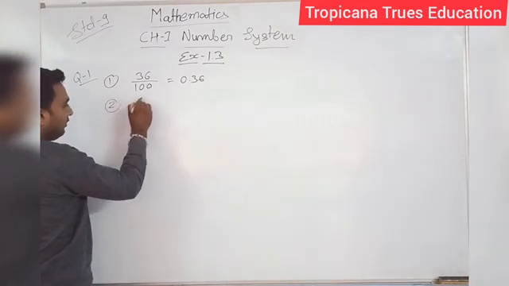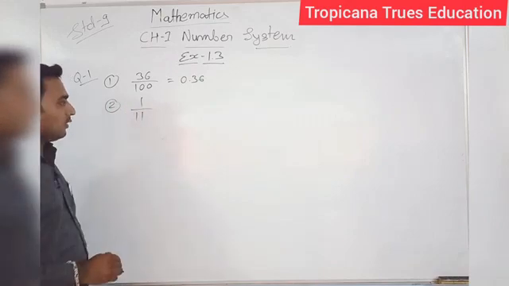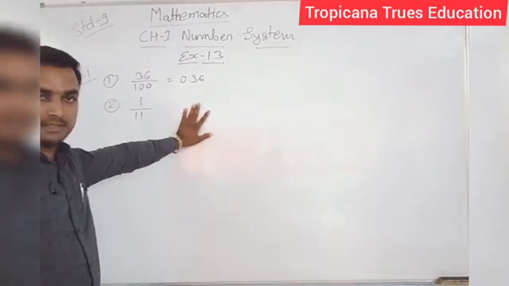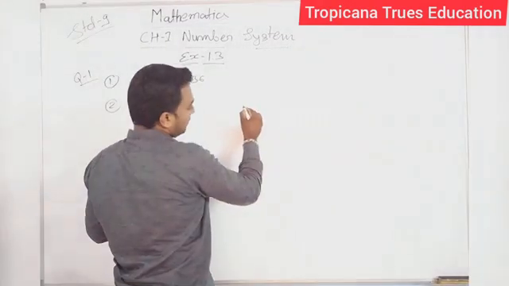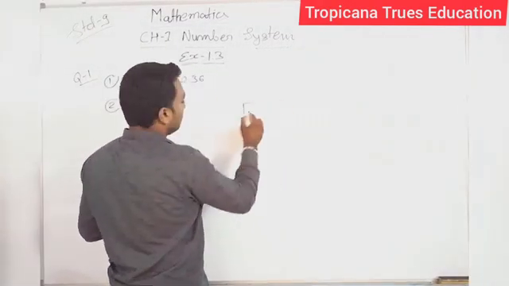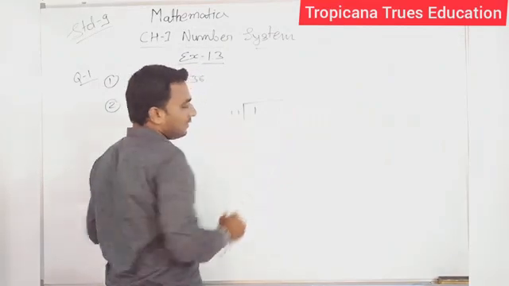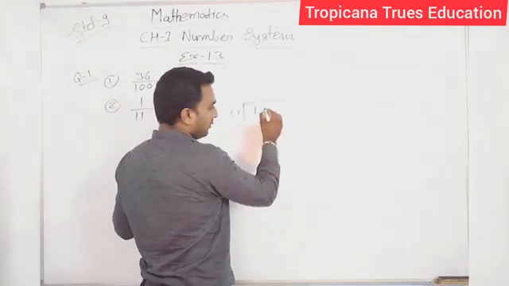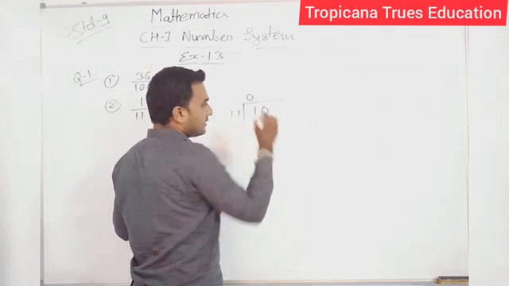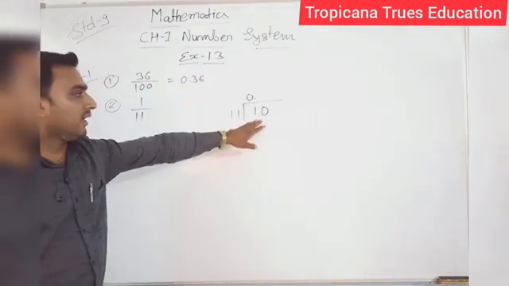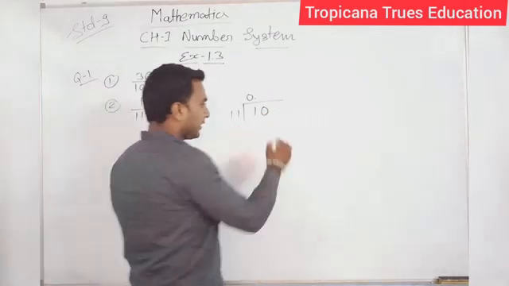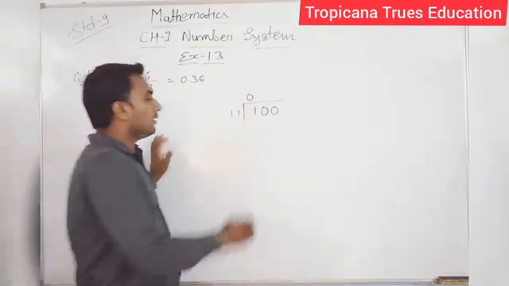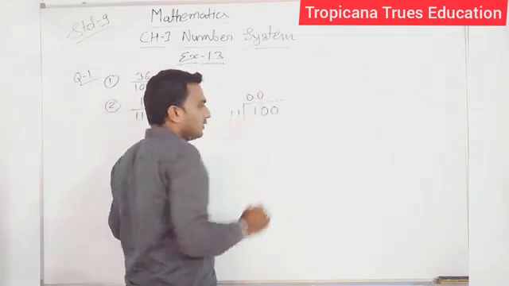Second is 1 divided by 11. Now here we don't know how to get the answer directly. But what can we do? Next we have to do division. 1 divided by 11. But here 1 is a small number, so that's why we put here 0 and here the decimal point. But again 10 is smaller than 11, so that's why we again put 0. It is not necessary to put the decimal point here, but we have to write 0 here.